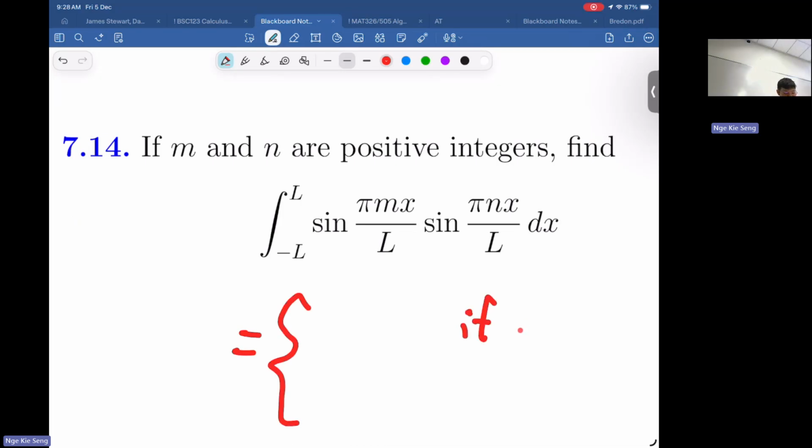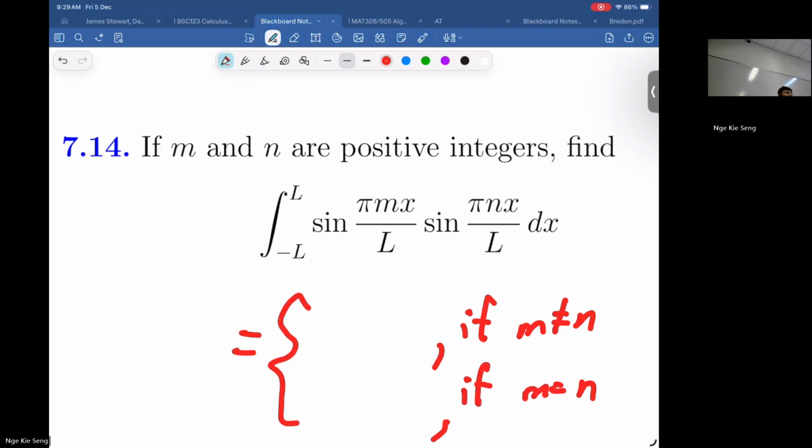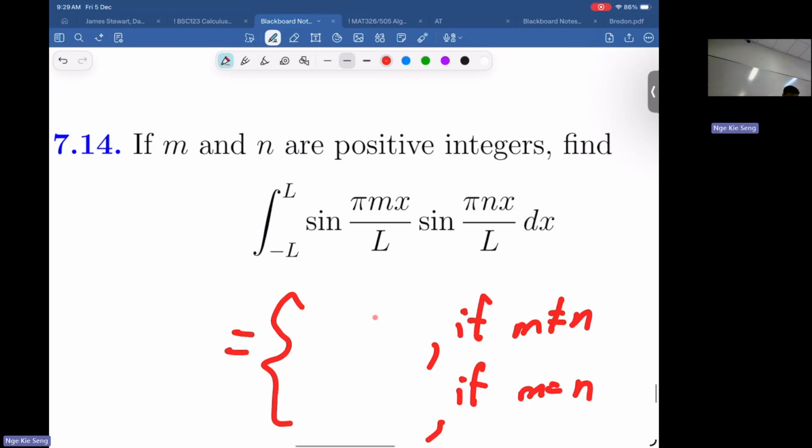Okay, so similarly, we'll guess that it's split into two cases. So I guess the cases for you already. Do you want to guess what's the answer? Felicia, guess. Based on what we know just now. When m not equals to n, what do you get? Based on 7.13. Huh? 0, good.